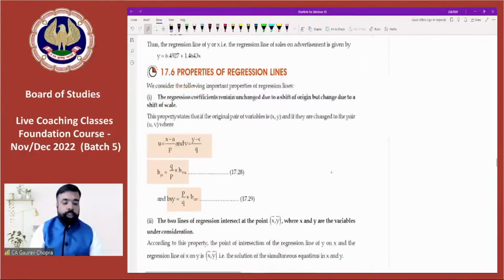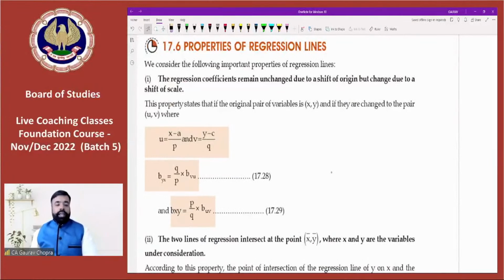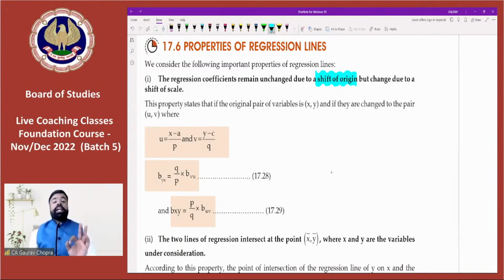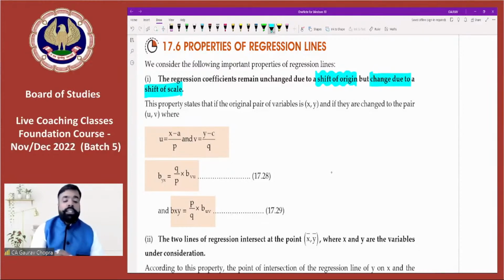Now the next is properties of regression line. The properties we already discussed, and this is just repetition. The first property is that the regression coefficient remains unchanged due to shift of origin. That means there is no impact of change of origin on regression, but it changes due to shift of scale.